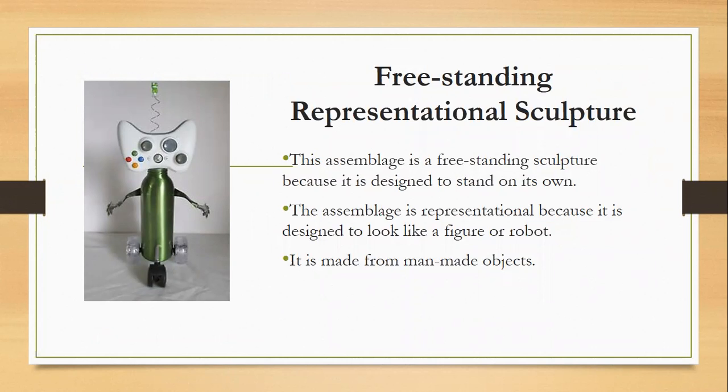So this is a freestanding representational sculpture. You can see that this assemblage is made to look like a robot, so it is representational. It is freestanding because it is not attached to a surface. It stands on its own, and it is made from man-made objects.